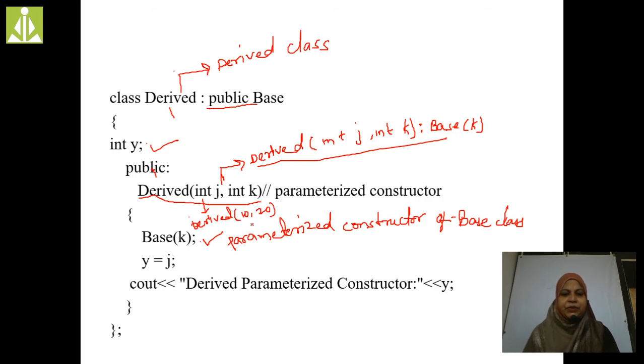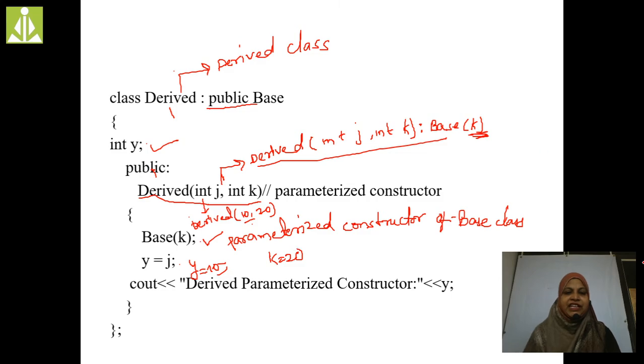What is the j value here? The j value is 10, right? The j value is 10, so y equals 10. What is the k value? The k value is 20. Here, base(k), I am passing the k value here. So what is the k value now? The k value is 20, right?